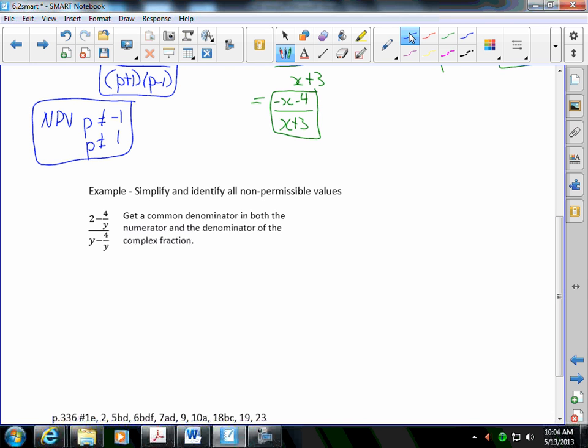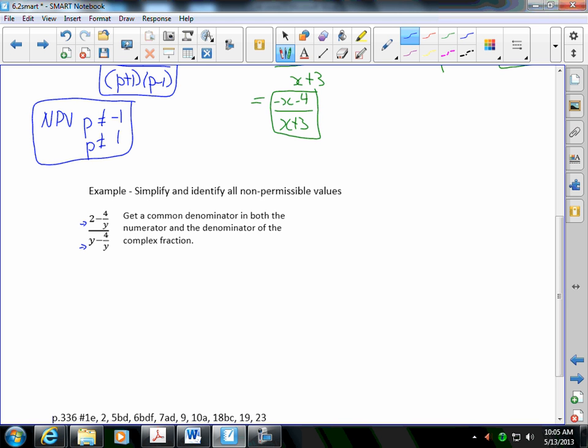Okay, the last example says simplify and identify all non-permissible values. So I have 2 minus 4 over y, divided by y minus 4 over y. It says get a common denominator in both the numerator and the denominator of the complex fraction. So I need to find a lowest common denominator for the top, and a lowest common denominator for the bottom.